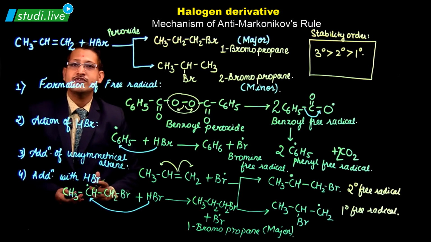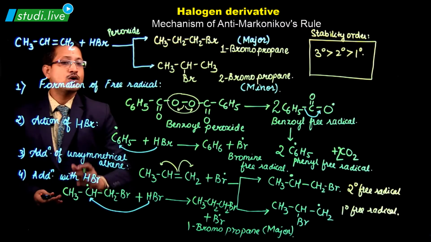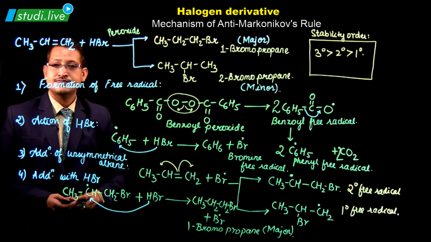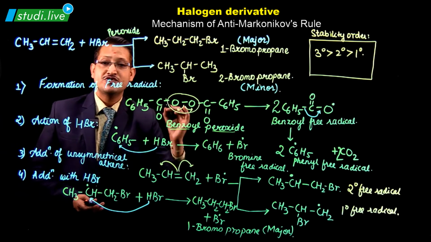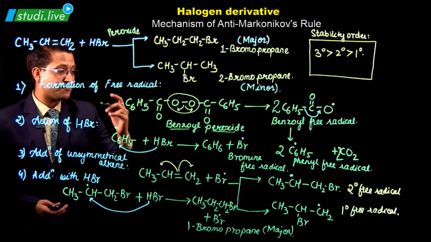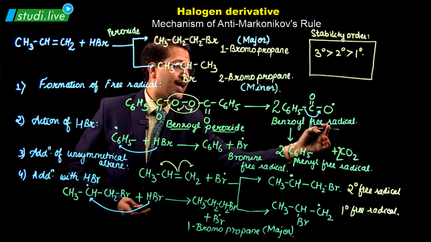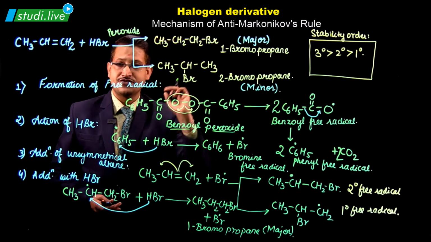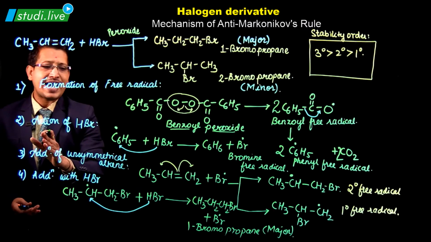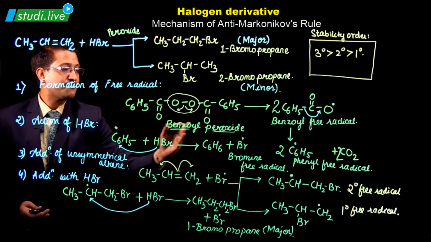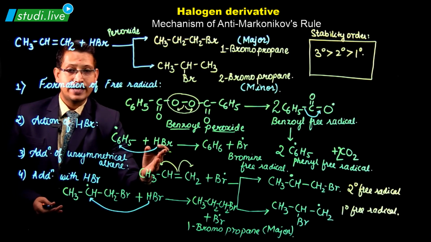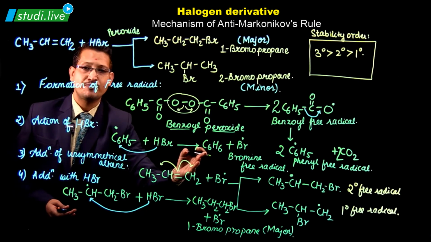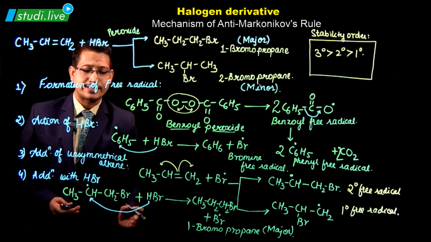So in a nutshell, we'll just have a quick revision. What is the mechanism of anti-Markovnikov's rule? The first step is the formation of free radical. For the formation of free radical, it is benzoyl peroxide which generally provides the free radical. In that first step it gives you benzoyl free radical and then phenyl free radical. That's the first important step. The second one is the action of HBr. Once the phenyl free radical has been formed, that phenyl free radical will combine with HBr and will give you the formation of benzene plus bromine free radical.